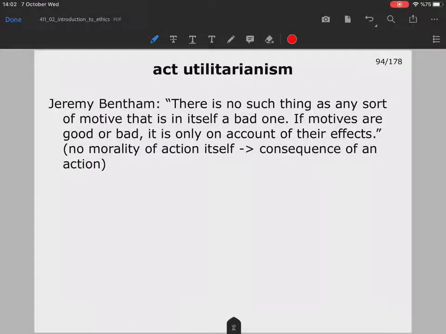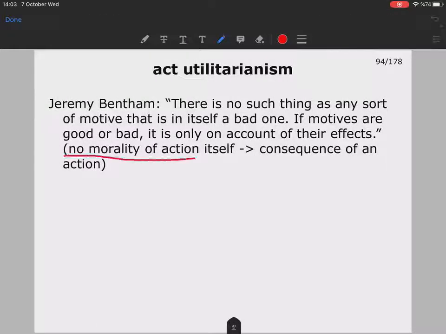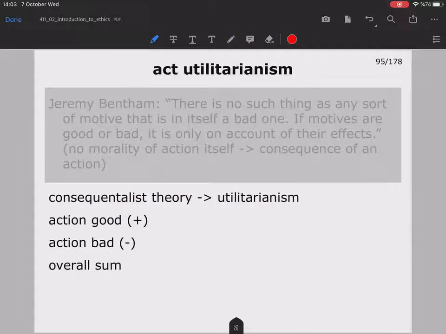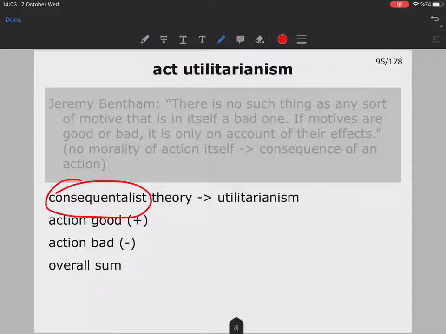Jeremy Bentham argues that there is no such thing as any sort of motive that is in itself a bad one. You see how it contradicts Kantianism. If motives are good or bad, it is only on account of their effects. Okay? It just looks at the consequence. So no morality of action in itself. It is the exact opposite of Kantianism, you see. But the consequence of an action, here you see the morality. This is his approach. This results in consequentialist theory, the result. Consequence means result. And which is called utilitarianism. So you just check the grand total, positive sides, negative sides, and you make the overall sum.